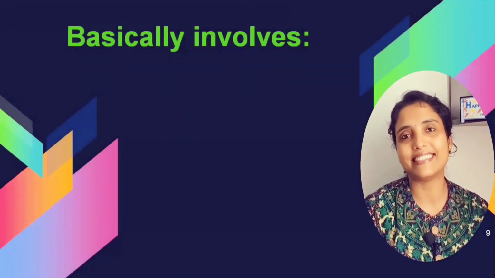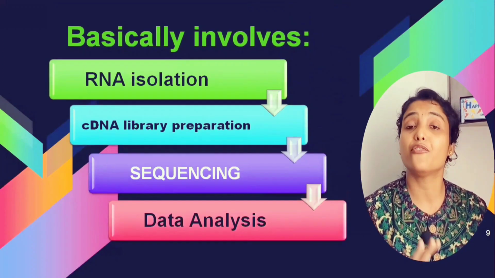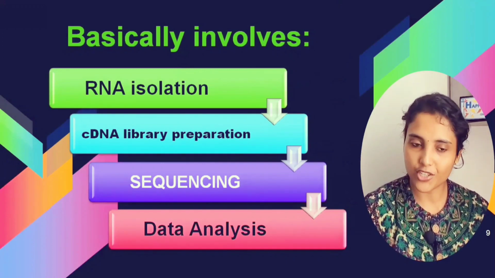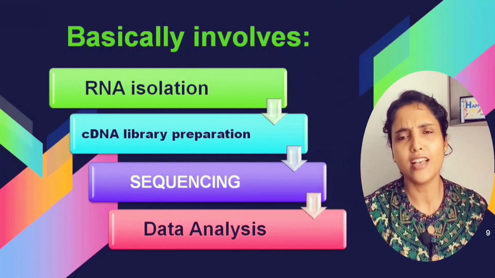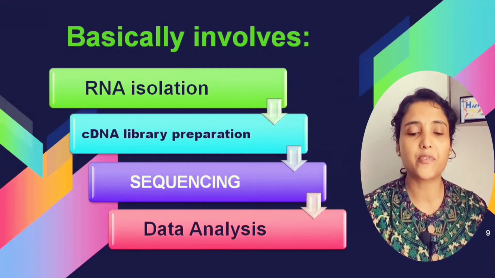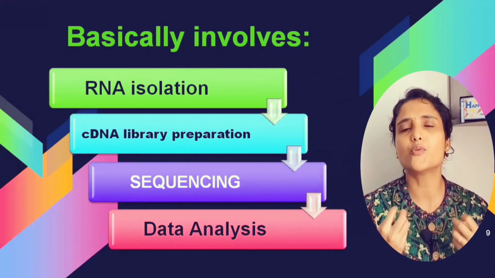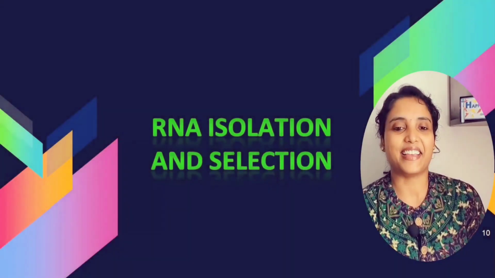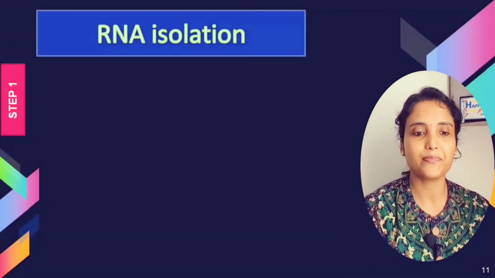By now, seeing the first slide itself, you might have understood that there are basically 4 major steps. The 4 major steps are RNA isolation, cDNA library preparation, sequencing, and data analysis. Today's session will be covering the first 2 steps. And under these steps itself, I'll be covering many other small topics, and I really hope it will be useful for you. So the first step, RNA isolation and selection.